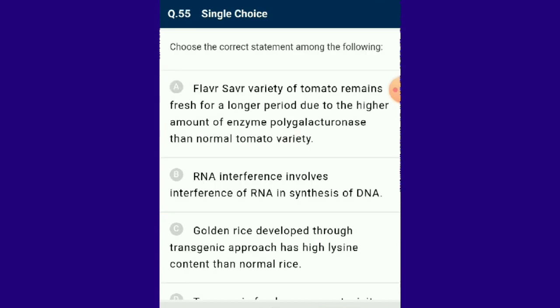Question number 55. Choose the correct statement among the following. See the statement A. Flavr Savr variety of tomato remains fresh for a longer period due to a higher amount of the enzyme polygalacturonase than normal tomato variety. Polygalacturonase enzyme is responsible for degradation of pectin in the cell wall of fruit, making it susceptible to fungal infections. In Flavr Savr tomato, a low amount of this enzyme is produced as its gene is blocked. So that is the wrong statement.